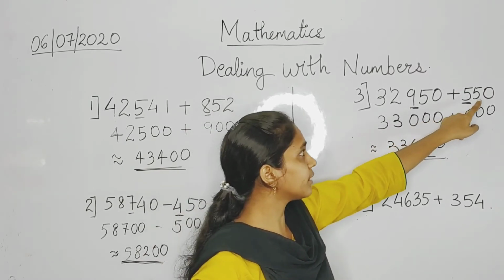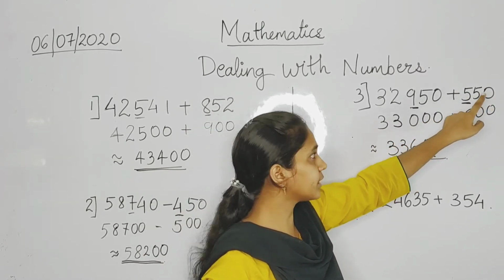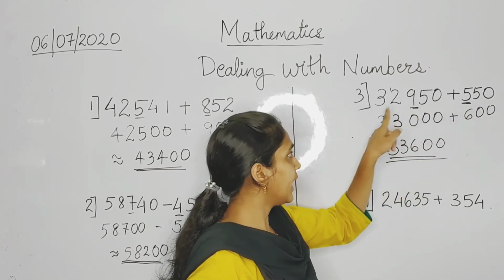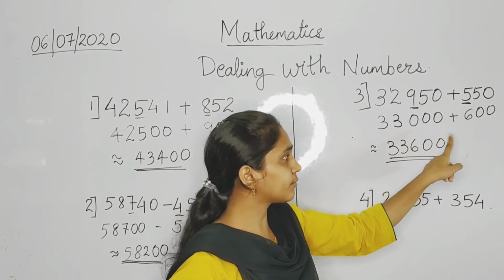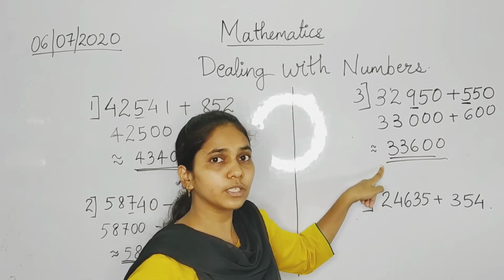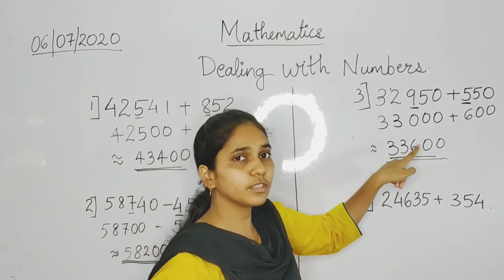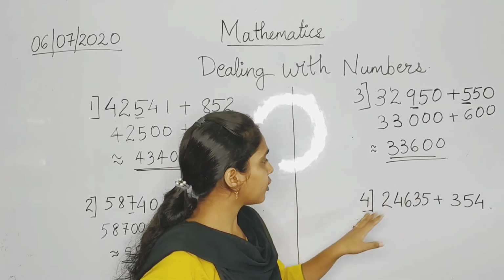Okay, and the next number is 550. After rounding off, it becomes 600. And then we do the normal addition. After addition we get the approximate answer, which is 33,600. Okay, now the fourth example.